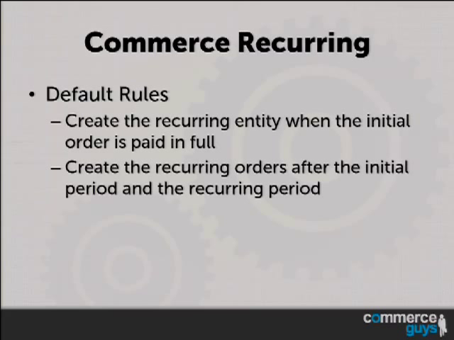And then there's another rule that uses a cron process to load up on a regular basis all the recurring entities that are due to be renewed to create new orders. And it does this in a batch process. So this will create new orders and place them in a pending state, waiting for whatever's going to happen to them next.